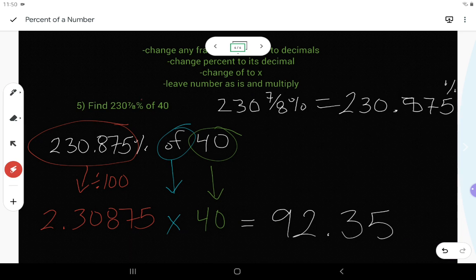So that was what we did here. We didn't want 7/8 of a percent, so we changed that 7/8 to be rewritten as 0.875. If you already have a decimal in your percent, you can just leave it as is. Once we've changed it so that we have no fraction and our percent is written as a decimal, we simply change it into a decimal number with no percent sign at the end, which means we've divided by 100, change of to times, and the number stays as is, and you simply multiply in your calculator to get the answer. Okay, that's finding percent of a number.